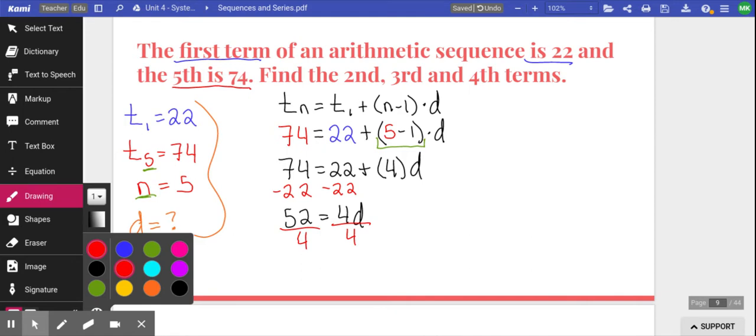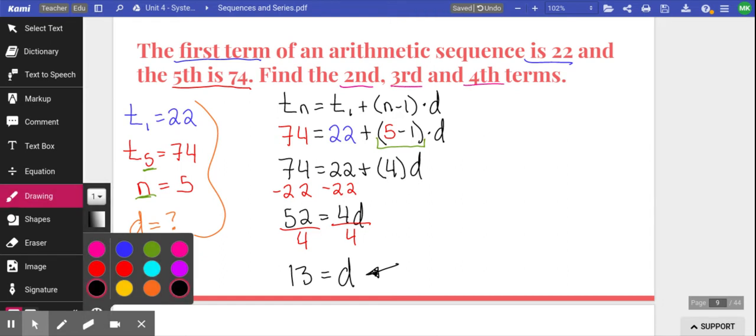Remember, the order in which you do things does matter. I'm going fast through it because we should have been practicing that all semester. But the order in which you move things to the other side does matter. When I divide by 4, I get my d value is 13. With that information, I can now figure out the second, third, and fourth term.